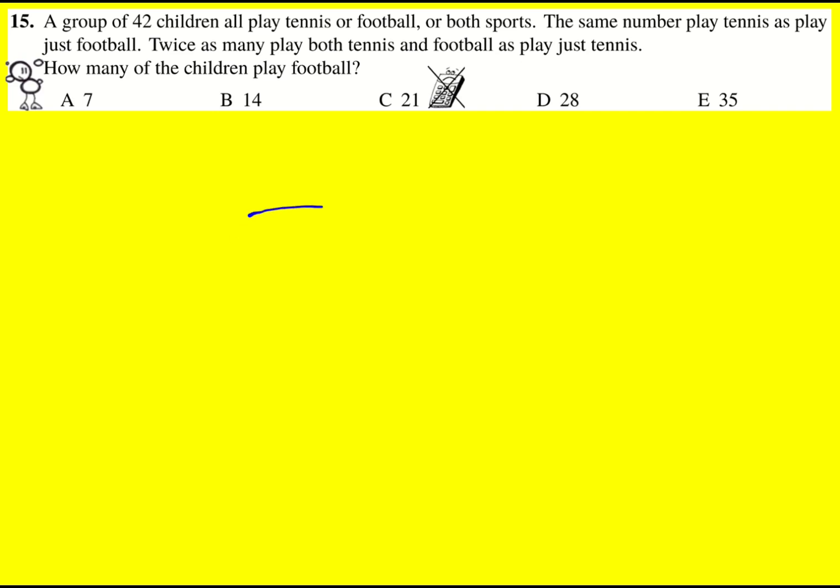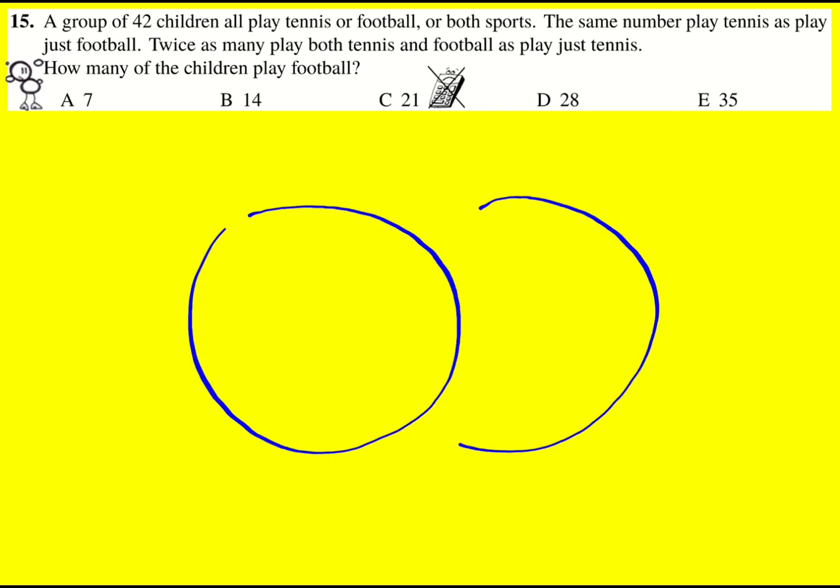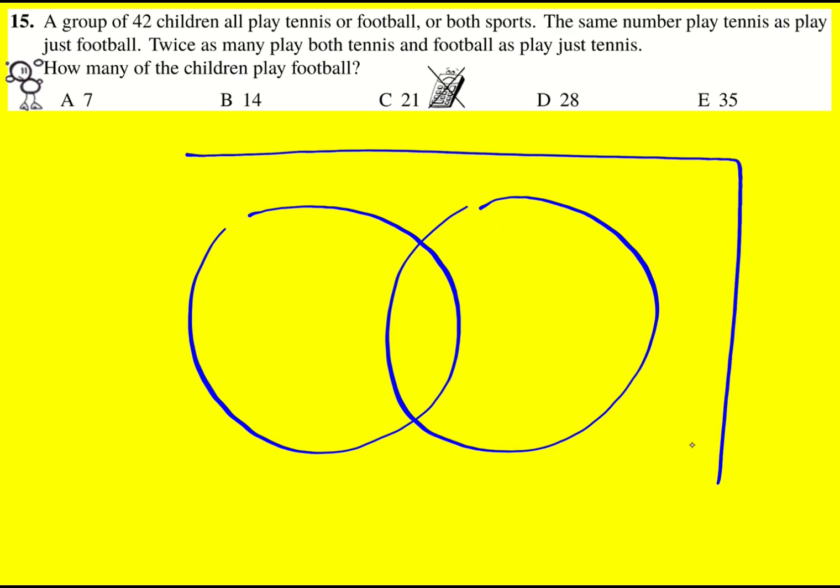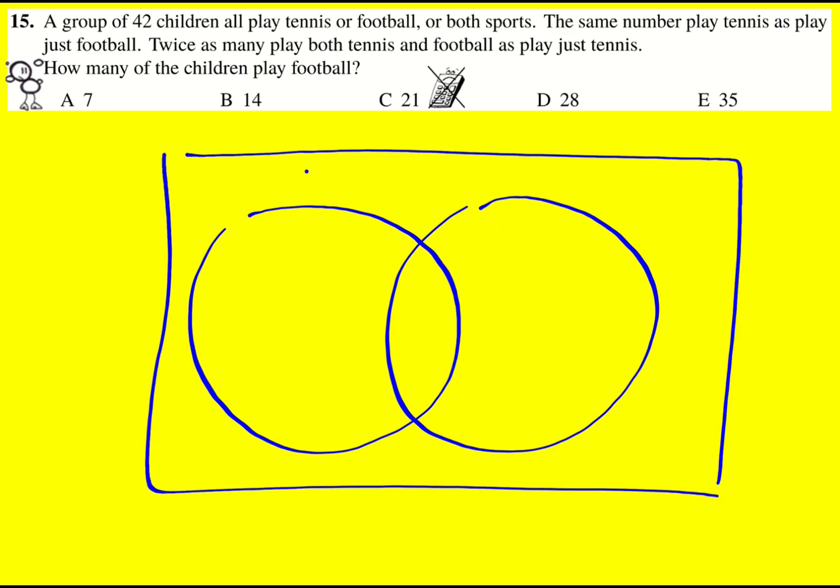A good way to do this question is to draw a Venn diagram. We've got football and tennis. Now, the standard approach then is to label this one football and this one both and this one tennis. And I'm going to go through it that way in a minute.